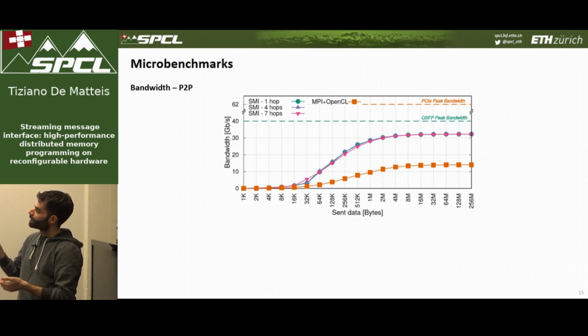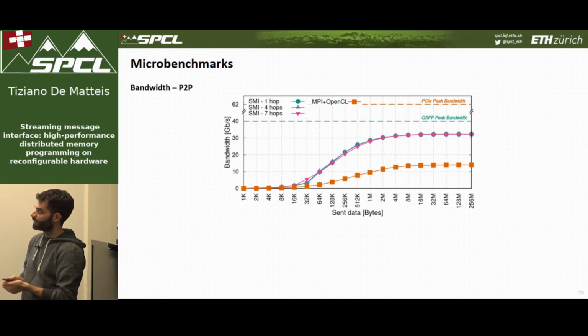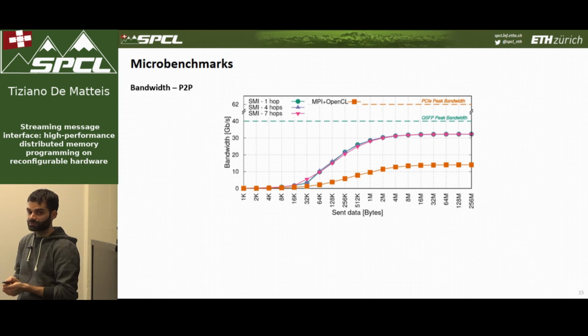In orange, we reported the host-based implementation of the same benchmark. So the implementation in which we copy the data to the FPGA DRAM, then we copy the data to the host, and we use the host interconnection network to let the data travel to the destination. Now, as you can see here, we achieve much lower bandwidth, and this is probably due to a poor implementation of the PCI Express interface in the BSP that we used.